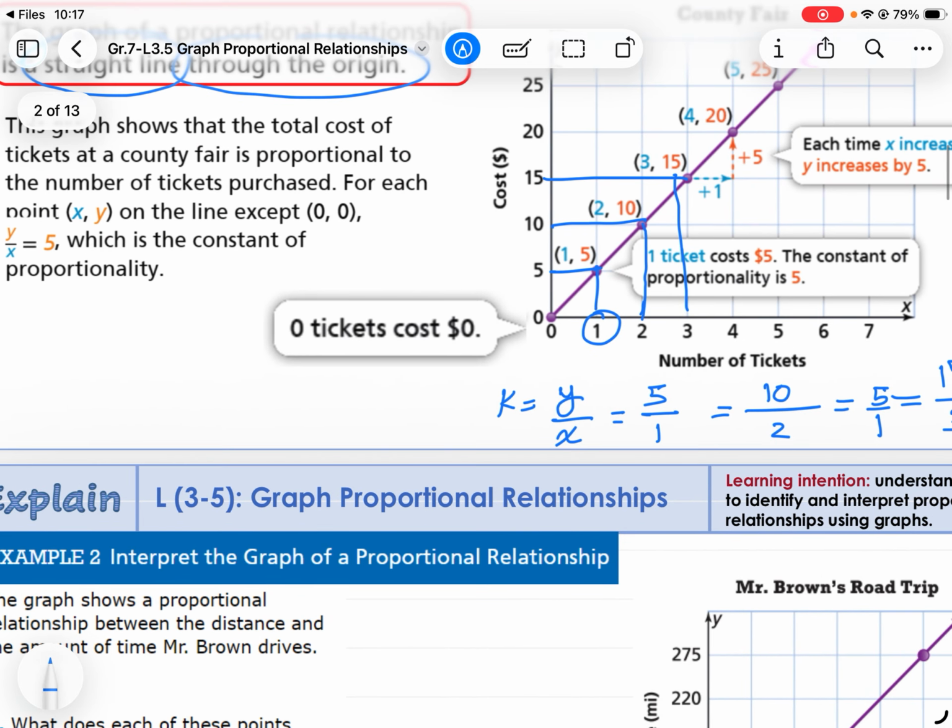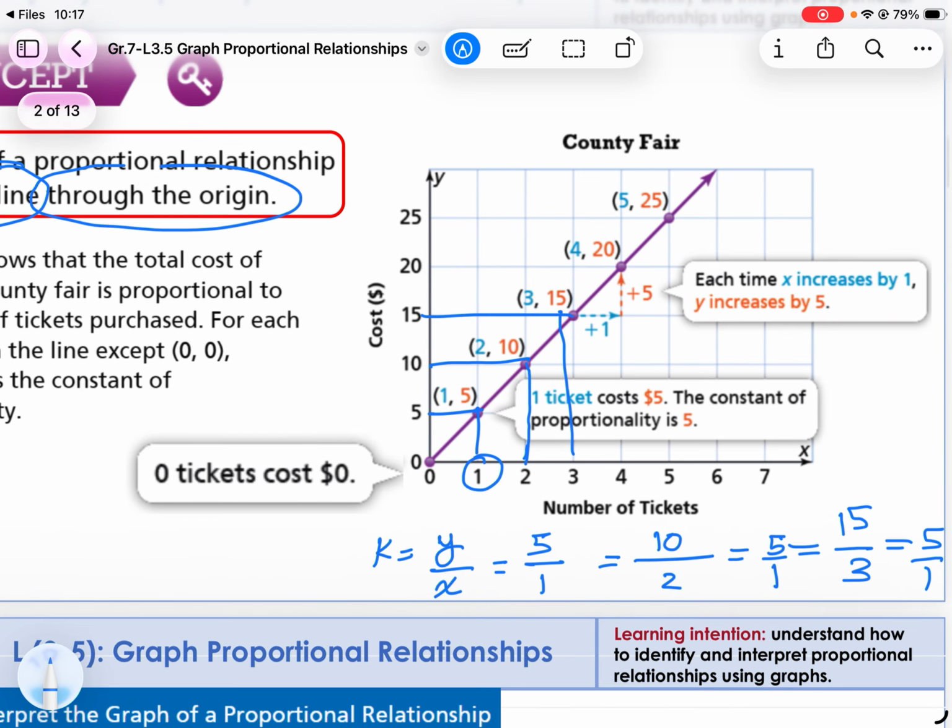So how can you interpret a graph in real life? Here you can see 0 tickets. The x-axis represents the number of tickets and the y-axis represents the cost. So what does 0, 0 mean in this real life application? That means you bought 0 tickets and you paid $0. 0 tickets cost you $0. 1 ticket costs you $5, and so on.